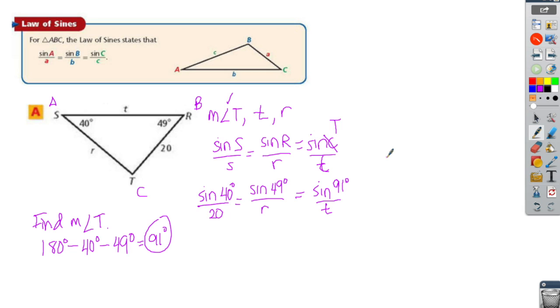Now we need to find the 2 side lengths. And how are you going to do that? All right, so this is where your cross multiplication will come into play. All right, so this is what I need. You need to decide, you want to find side t or side r first.